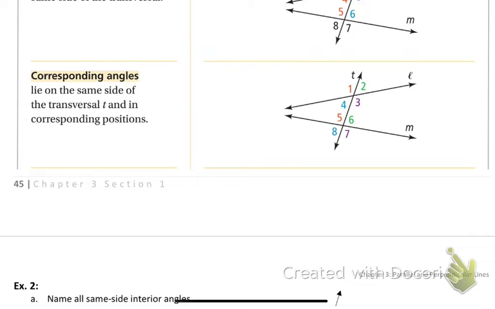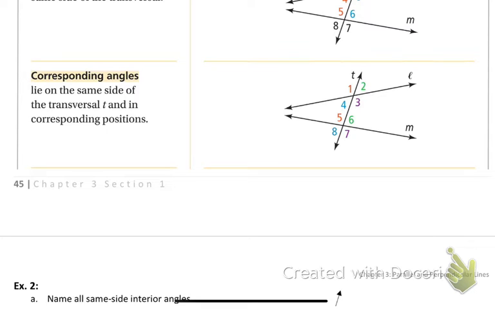Let's take some guesses. It has to lie on the same side. It has to lie on this side. So I only have 1, 4, 5, and 8 if I'm looking at the left-hand side. But then it says it has to be in corresponding positions. I'm going to let you take a shot at it. We have 1, 4, 5, and 8. What would make it corresponding? And if you don't look at the colors, because the colors will show you the answer. Anyone want to take a guess at what would be corresponding there?